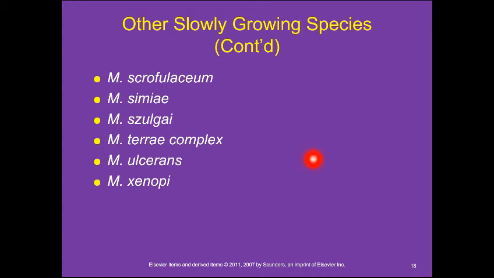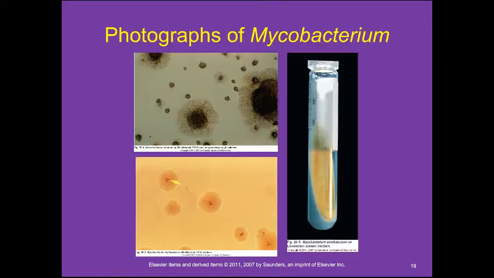M. scrofulaceum, M. simiae, M. szulgai, M. terrae complex, M. ulcerans, and M. xenopi. Slow-growing species. Now, these are the photographs of your Mycobacterium.